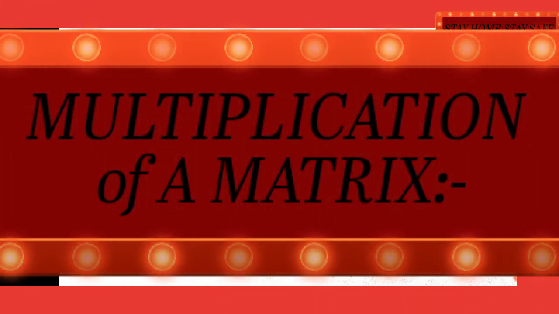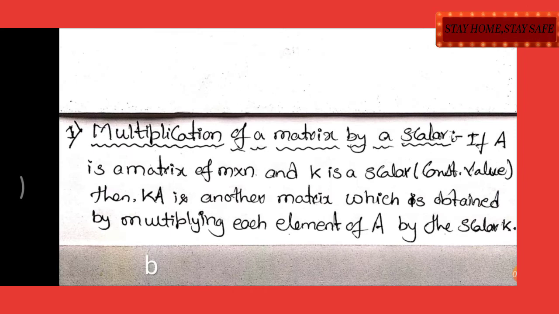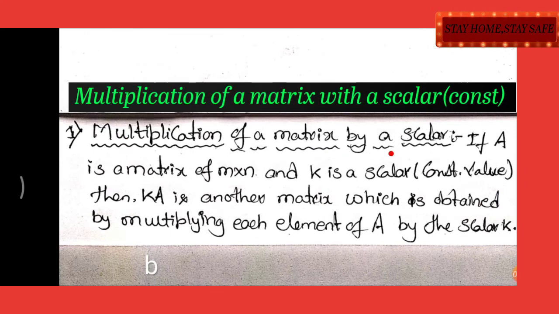Multiplication of a matrix takes place in two types. That is, first, a matrix by a scalar, and second, a matrix by another matrix. So the first one we will start now. The first one: multiplication of a matrix by a scalar.